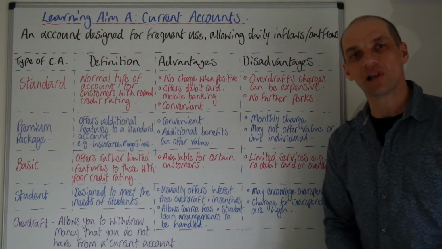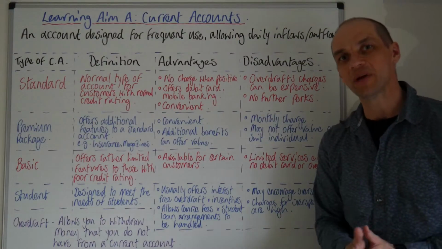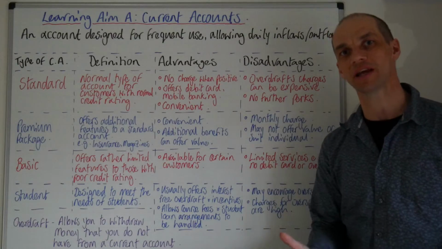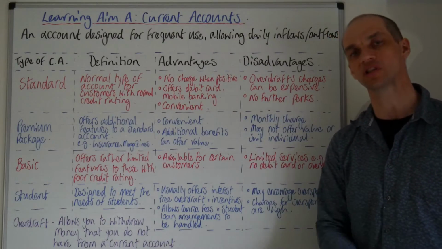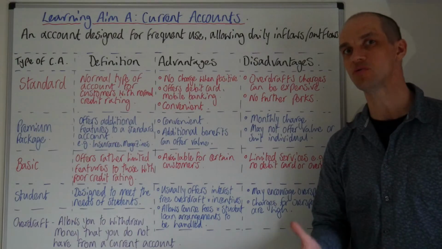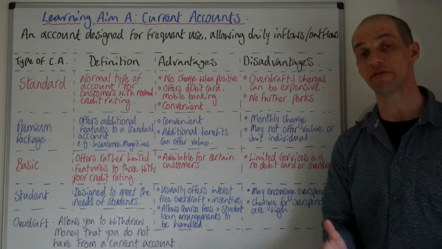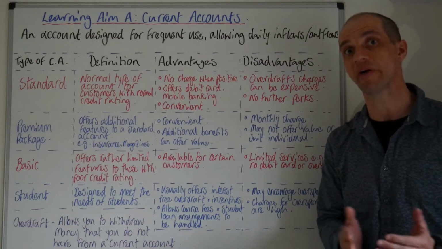Hi everyone, so let's have a look at the next part of Learning Aim A, and there we've got the current accounts. Okay, so there's 4 different types of current accounts that you need to be aware of when it comes to different banking facilities that are available.